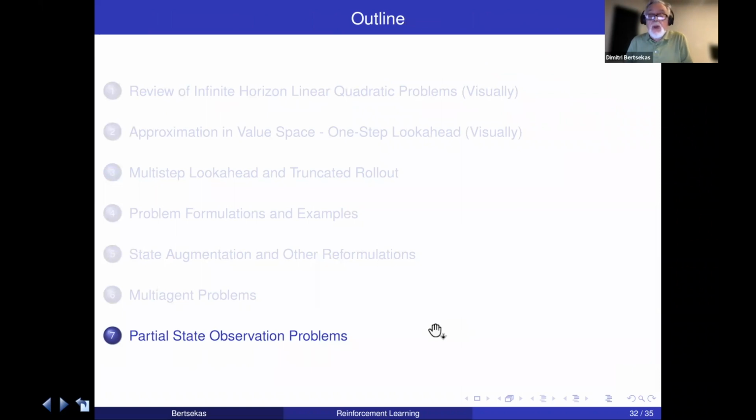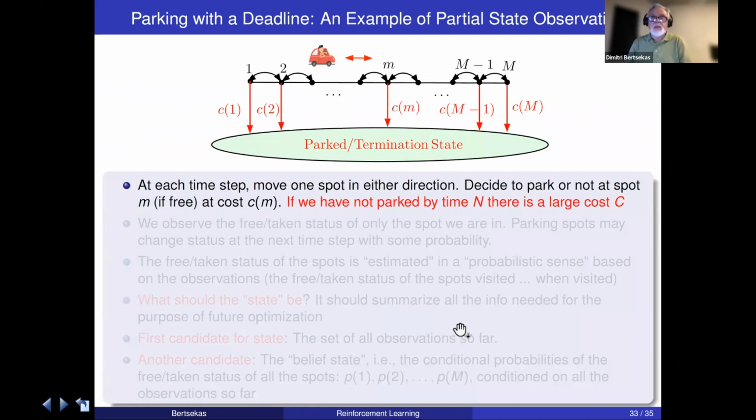Okay, so let's look at partial state observation problems, also a very, very challenging class of problems and also very useful in practice. Let's start with an example. Suppose that you have a car that's looking for a parking space. Now, the parking spaces are on this line, okay? There are capital M of them.